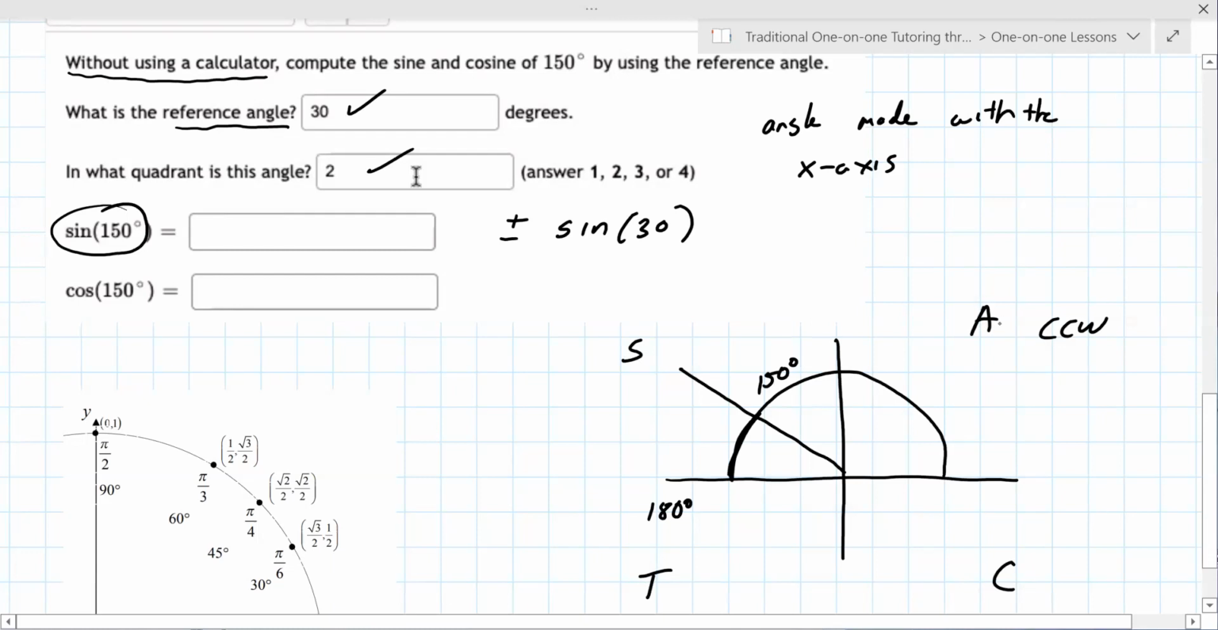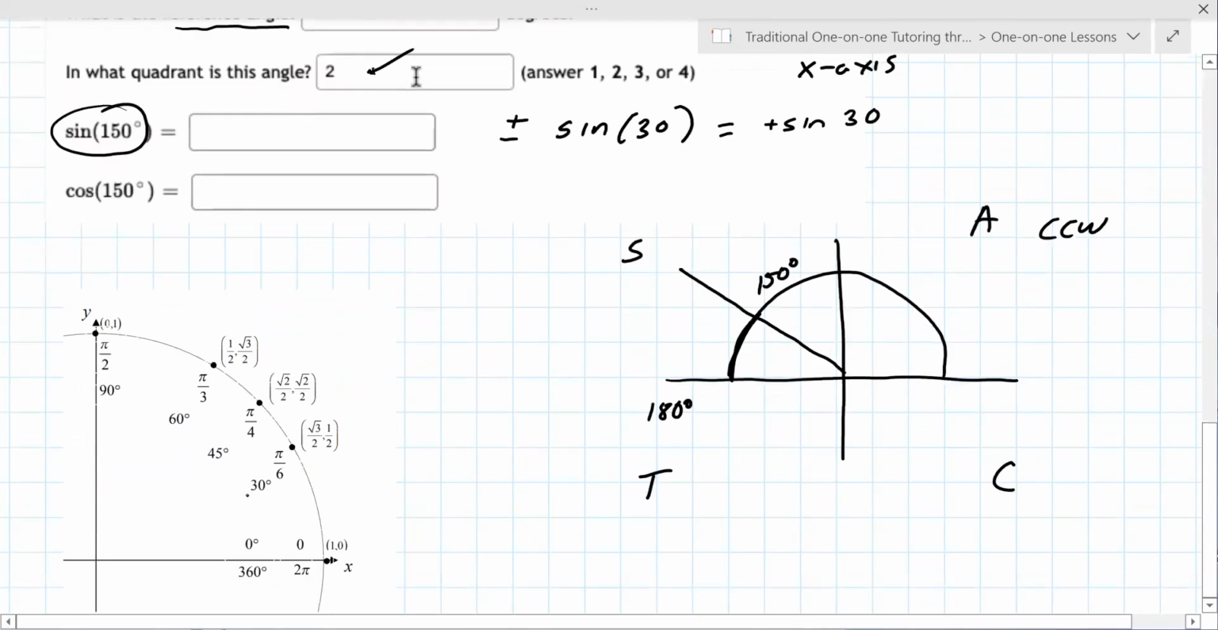Now, here's how you use it. If you look at the first quadrant here, all of the output values are positive. Sine in the second quadrant is the only one that's positive. So sine is positive, cosine is negative. So we now know it's positive sine 30. So it's a recipe. You figure out the reference angle and which quadrant it is, because that tells you whether it's plus or minus. Then you go to the unit circle, and there's 30 degrees.